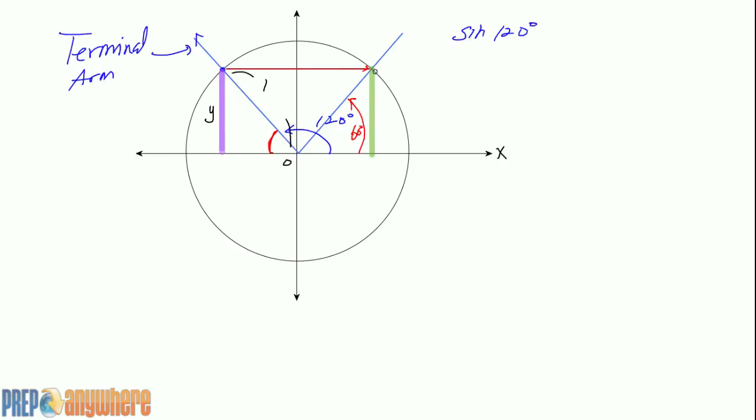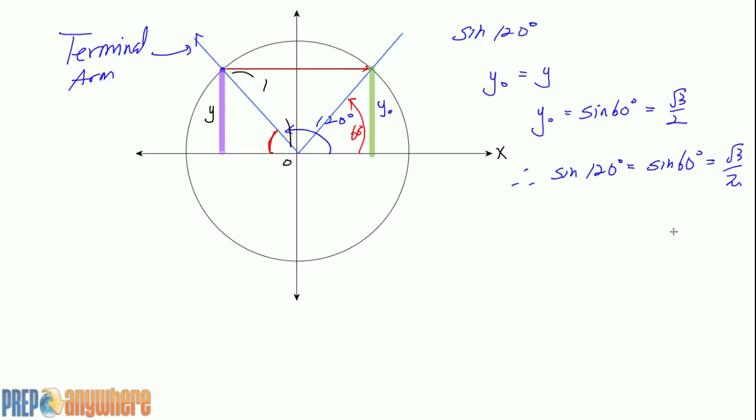Okay. So that means this green here, I'm going to call this y0. Isn't y0 equal to y then? Because I just reflected. But y0 is a value that we already have memorized. It's a special angle. y0 is sine of 60, which is root 3 over 2. Therefore, we can say sine of 120 is really the same y value as sine of 60. Therefore, it's root 3 over 2.